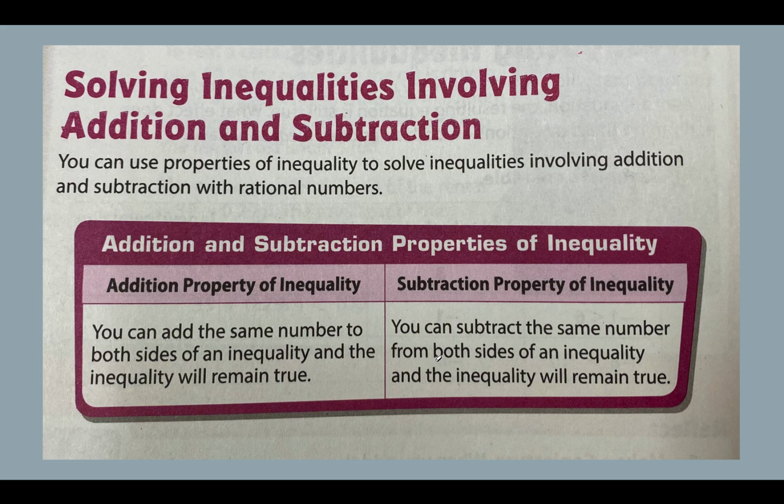So our addition and subtraction properties of inequalities basically state that if you add or subtract the same number from both sides of an inequality, you end up with a new inequality that is still true.